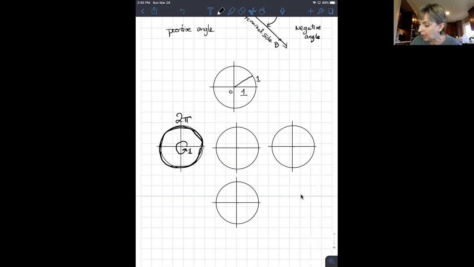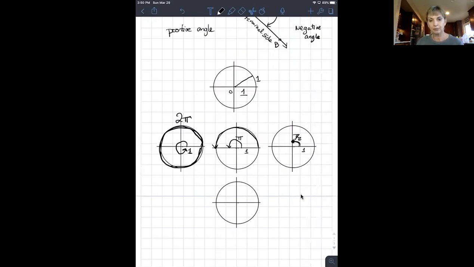Now, if I just went around halfway, and again, we're talking about a unit circle, that angle would be half of it. It would be half of the circumference, so it would be pi. Okay, so halfway around is pi. What if I just went a 4th way instead? Then this angle would be half of that pi, and it would be pi over 2.